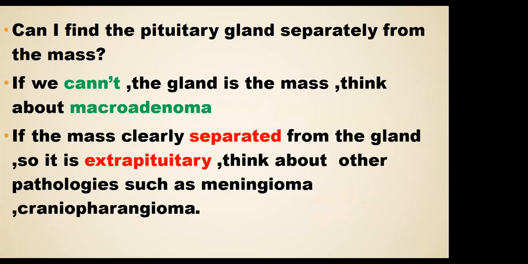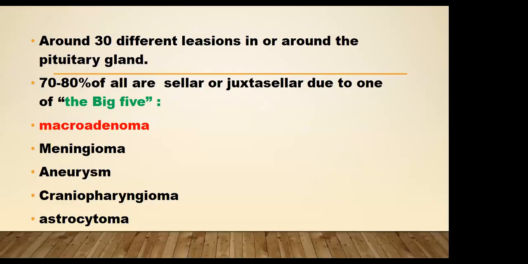There are about 30 different lesions around or in the pituitary gland, and 70 to 80 percent of them are sellar or juxtasellar due to one of the big five. The big five are macroadenoma, meningioma, aneurysm, craniopharyngioma, and astrocytoma.